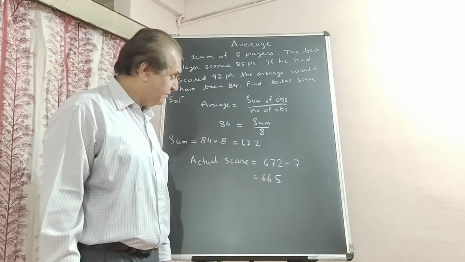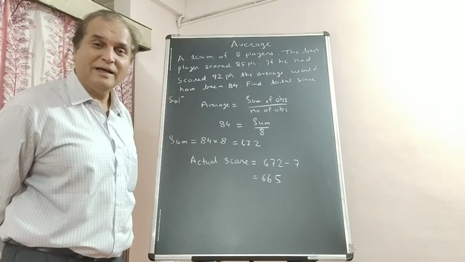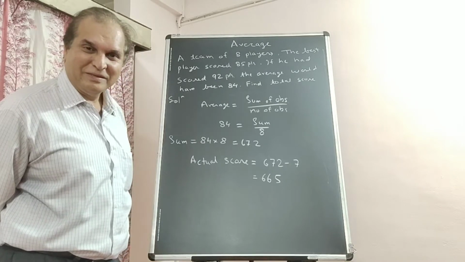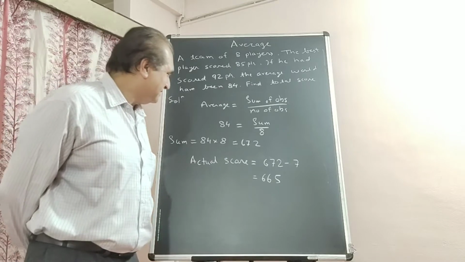Understanding? This is the answer. Find total score. You have to take the correct answer, A, B, C, D. Wasn't the sum simple? Understood?